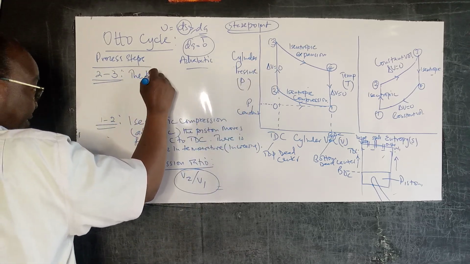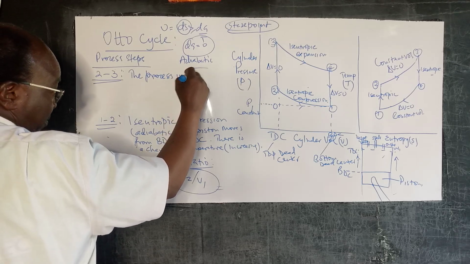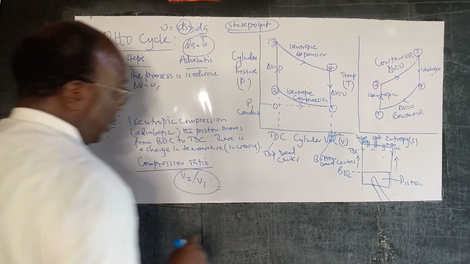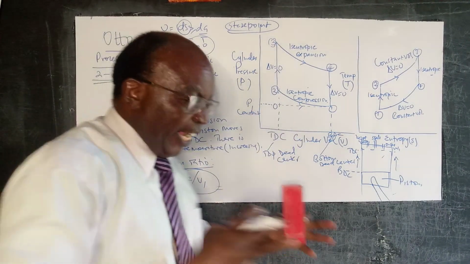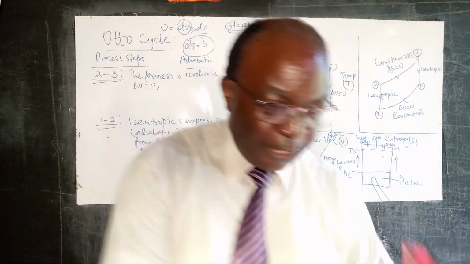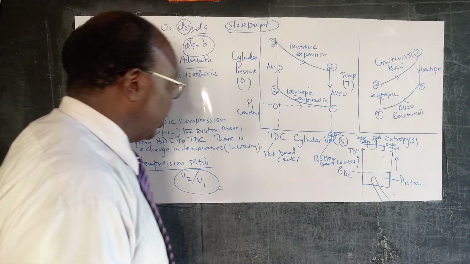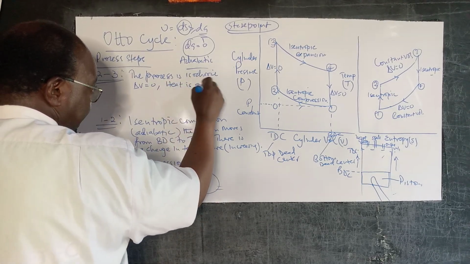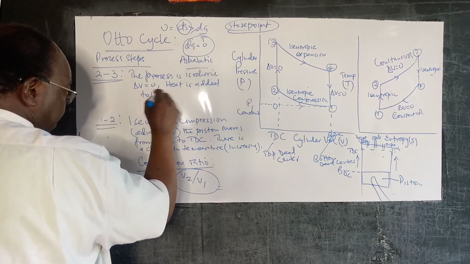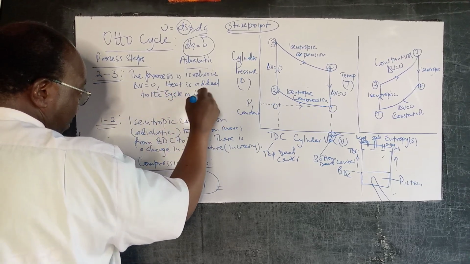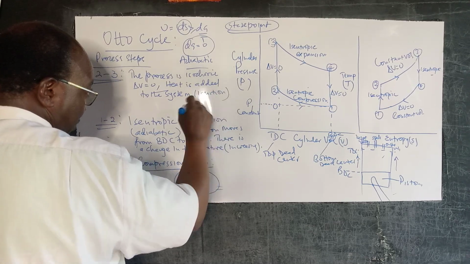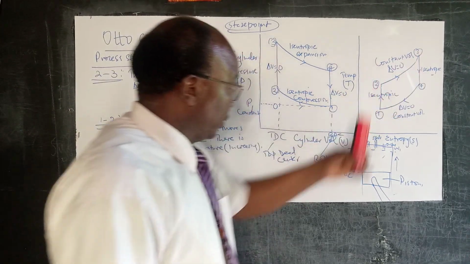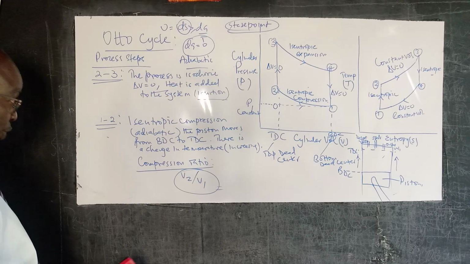So step 2 to 3, the process is isochoric. That is, the change in volume is 0. And then we are going to inject heat into the system. The ignition, we are going to inject heat into the system, and heat is added to the system. You have ignition at that point. And notice 2 to 3 is not isentropic, it's just isochoric.